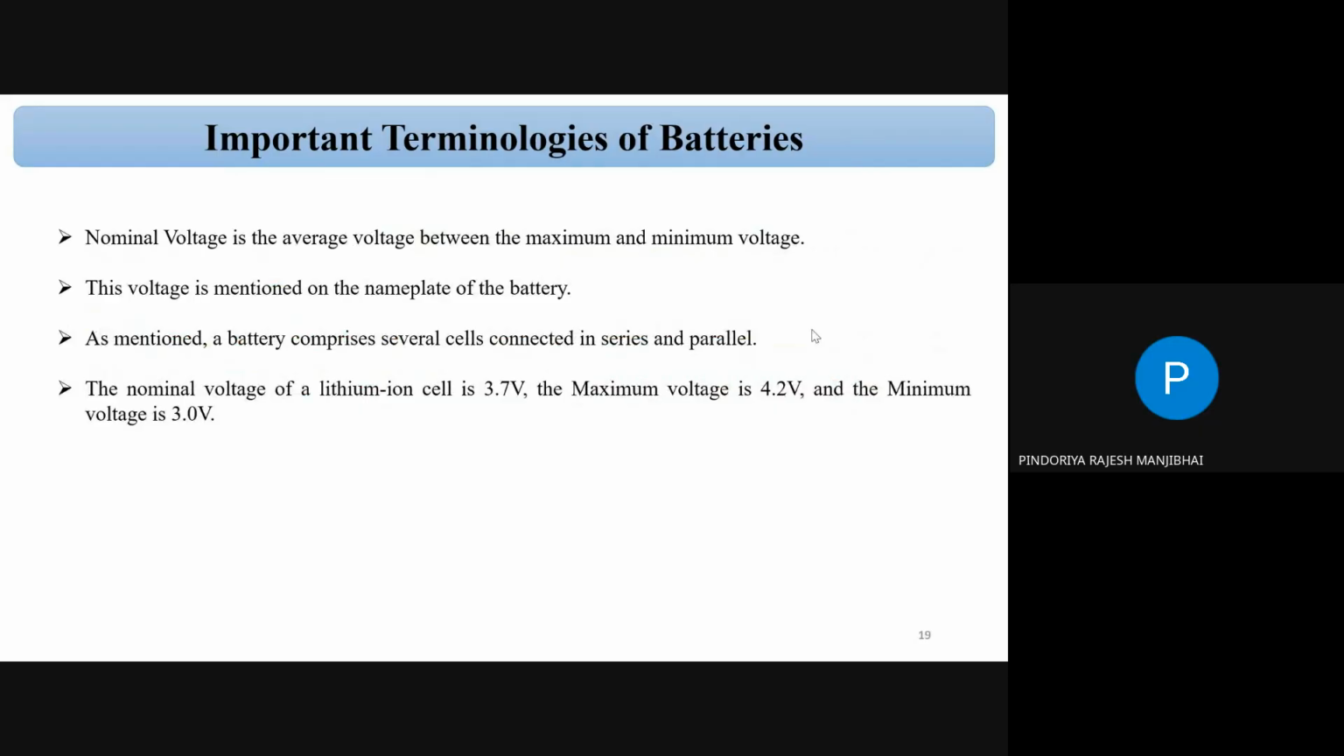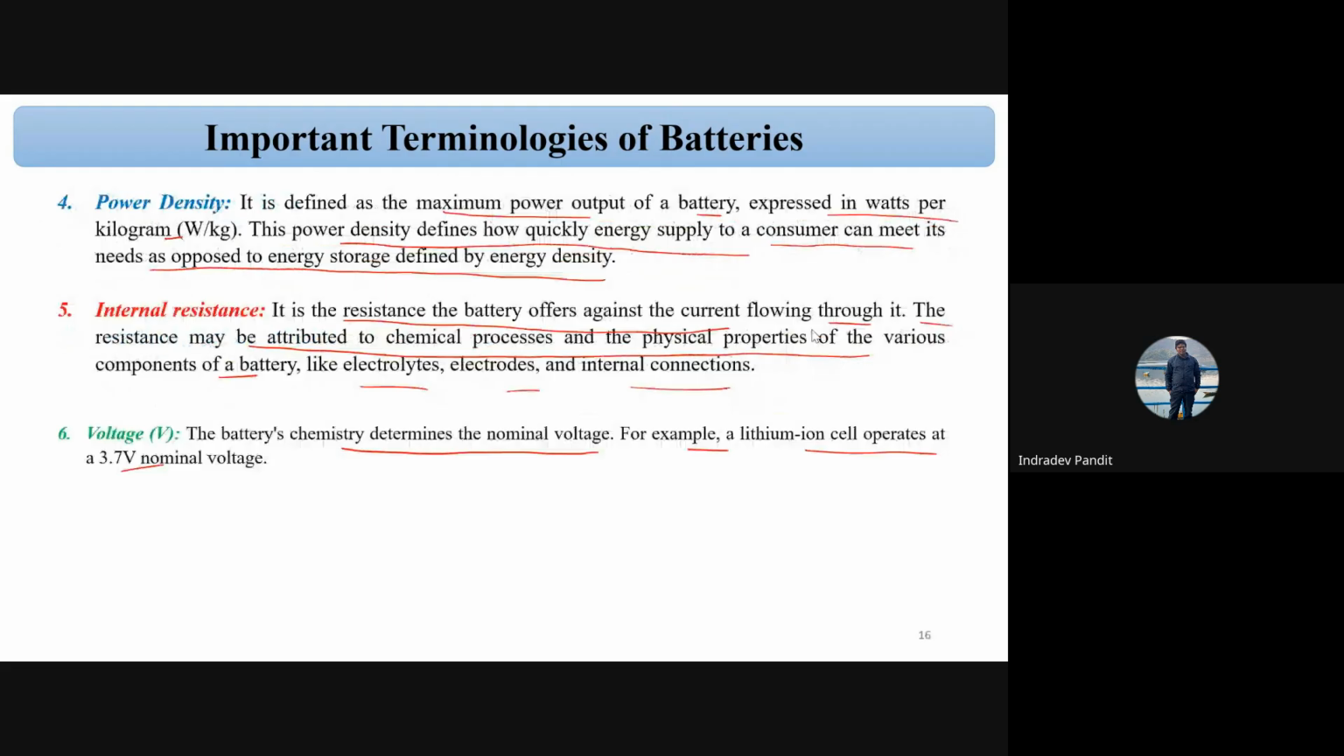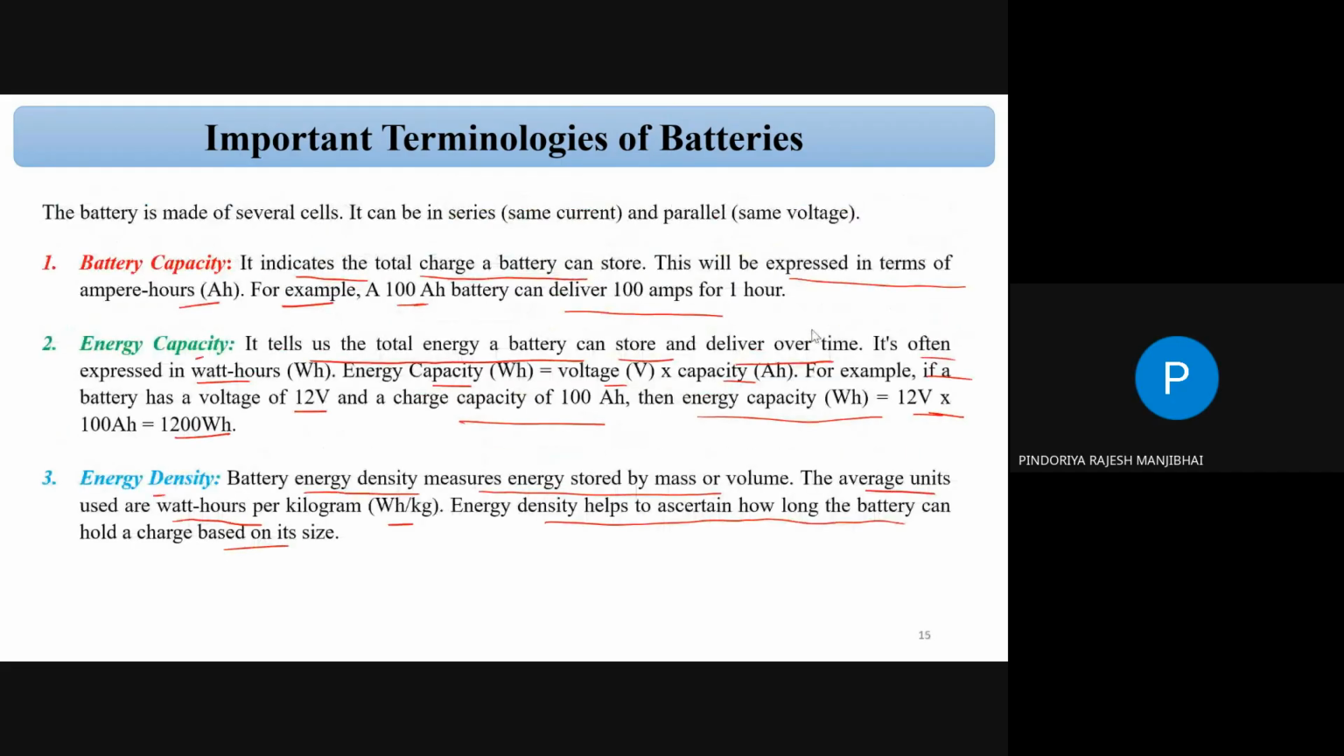Sir, what is the difference between ampere hour and watt hour efficiency? Can we convert watt hour into ampere hour or ampere hour into watt hour? Yeah. So ampere hour and watt hour, correct? Ampere hour is the battery capacity. In energy capacity there is watt hour. So your question is, can we convert watt hour into ampere hour and vice versa? Correct. That is your question.